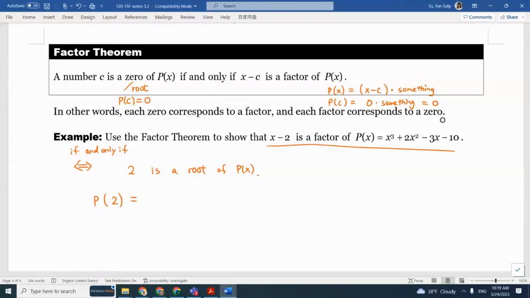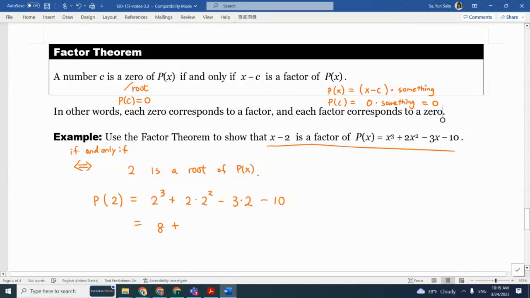Let's see. We plug in P of 2. Do you see 2 cubed? Yeah, plug in X is 2. We get 2 cubed plus 2 times x squared, X is 2, so 2 squared, minus 3 times x, X is 2, and then minus 10. Okay, Justin, what's 2 cubed? 8. And then 2 times 2 squared is also like 2 cubed, right? 8. 3 times 2, Ethan.